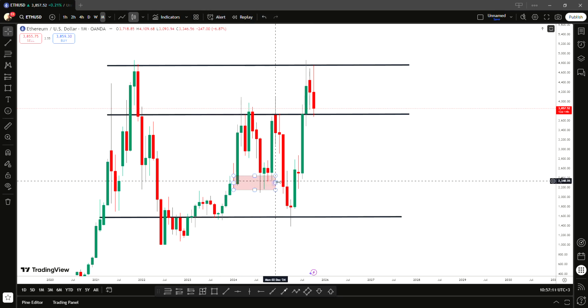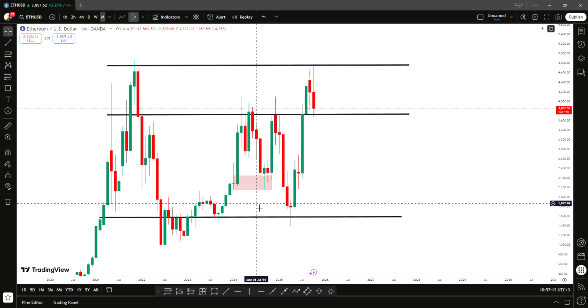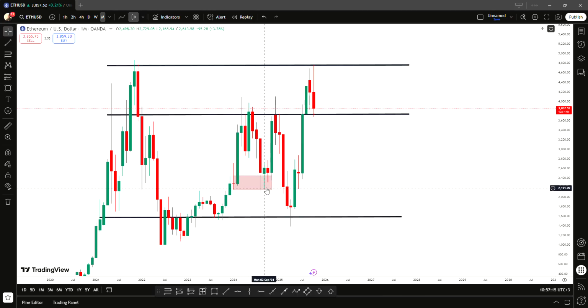Let me just refine it up to that. So price came, reacted from this demand zone, respected it, gave us two indecision candles in that demand zone, and then shot up to make a double top here.